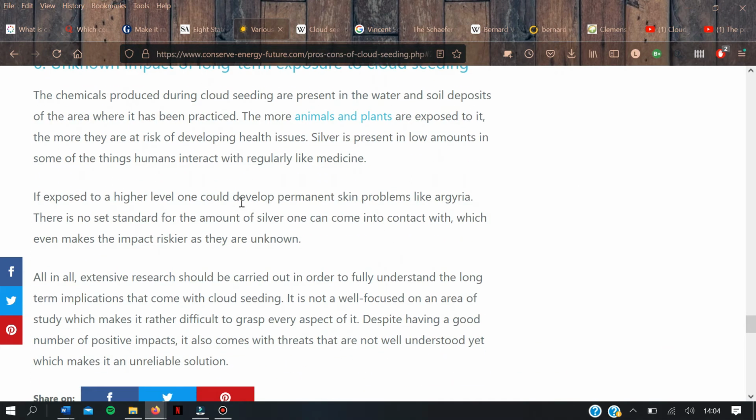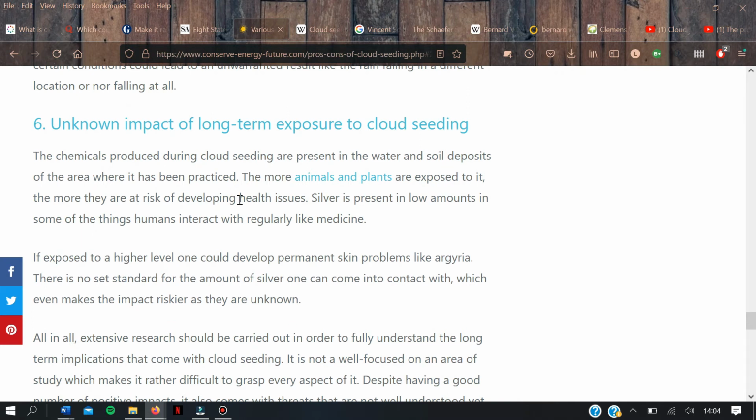Now, further down, and I think this highlights the problem in its entirety, the unknown impact of long-term exposure to cloud seeding, because it's not just about causing rain to fall, you're combining a chemical substance with the rain, which is imbued with that chemical substance's characteristics. As stated here, the chemicals produced during cloud seeding are present in the water and soil deposits of the area where it has been practiced. The more animals and plants are exposed to it, the more they are at risk of developing health issues.